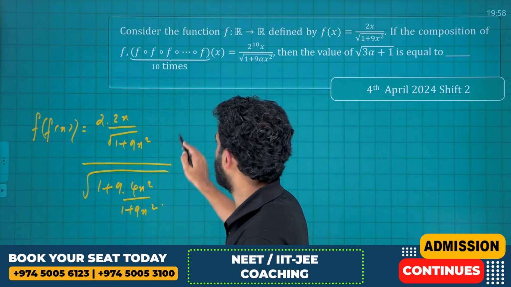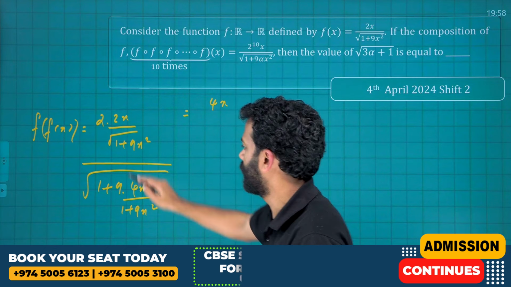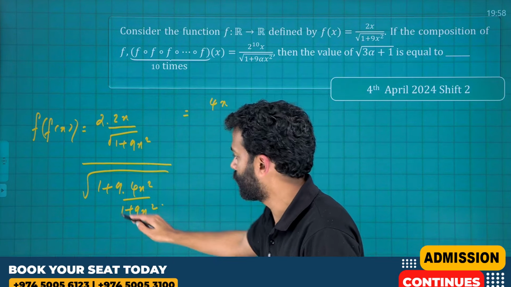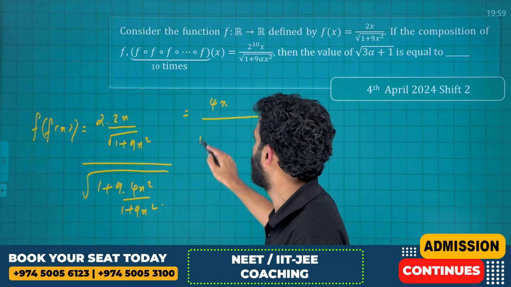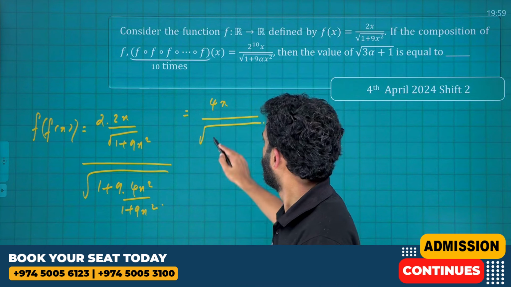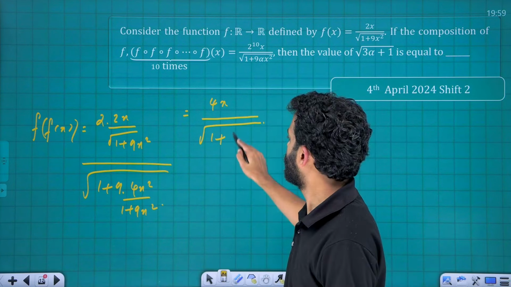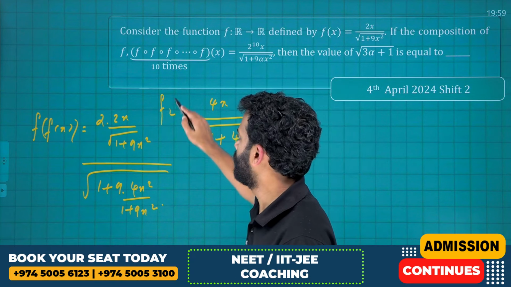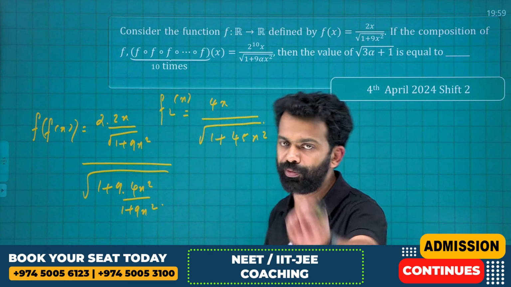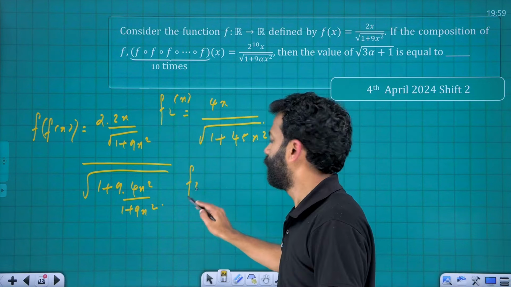Okay, so this will be 4x divided by root of 1 plus 9x square, and this root of 1 plus 9x square, after cross multiplying, will get cancelled. So here it will be 4x divided by root of 1 plus 9x square plus 36x square, that is 45x square. Okay, this is f2. I am taking it as f2. That is f of x. So we need to find f3 of x.